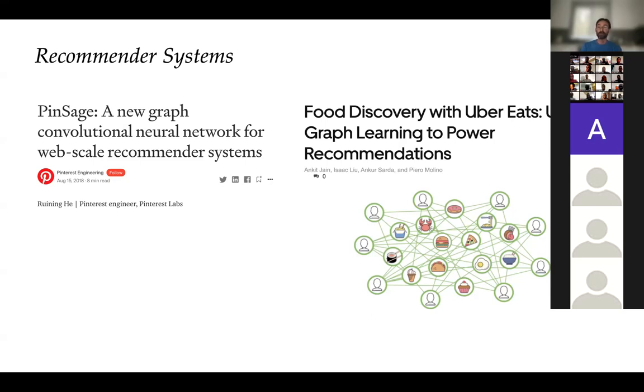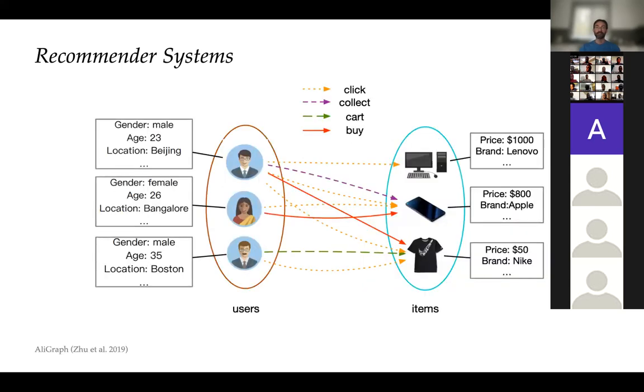Two years ago, Uber published a blog post where they showed how they use graph learning to power recommendation with Uber Eats. With Uber, you not necessarily only take a car to go from one place to another, but you can also deliver food. And basically they have this recommendation system for different kinds of foods that you can order from restaurants.